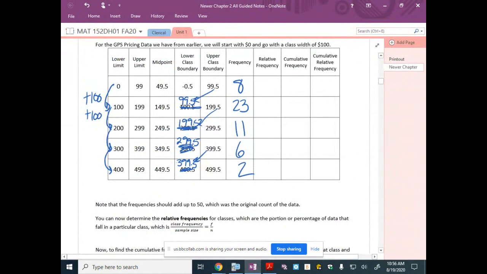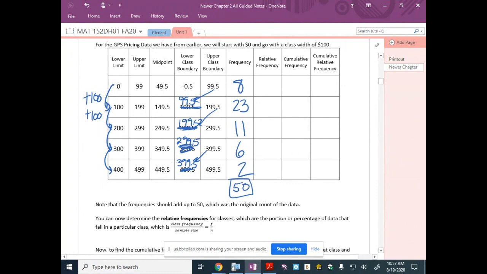So the first question is, add up all those frequencies and tell me what you get. We get 50. How many pieces of data do we have? That's a sign that we did this right.